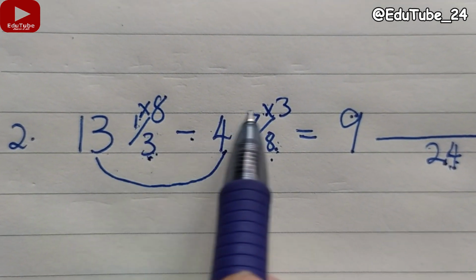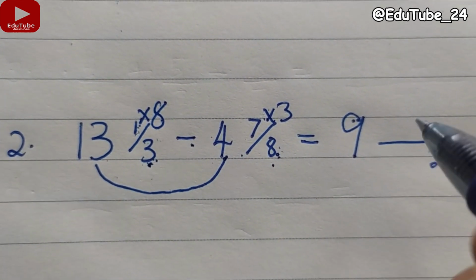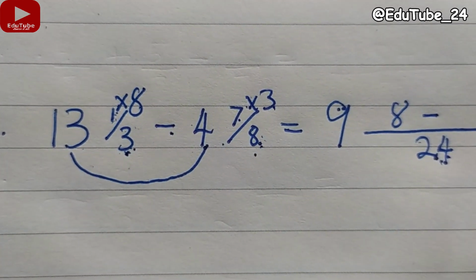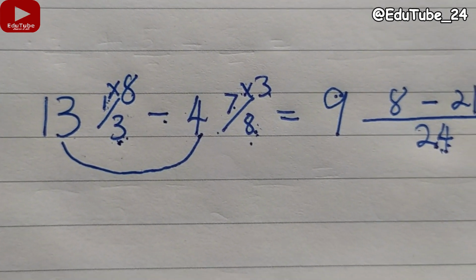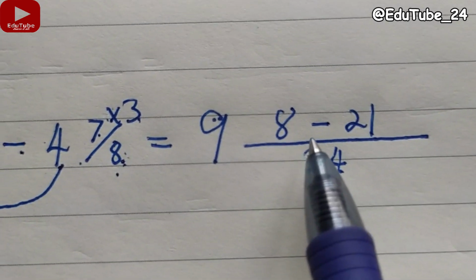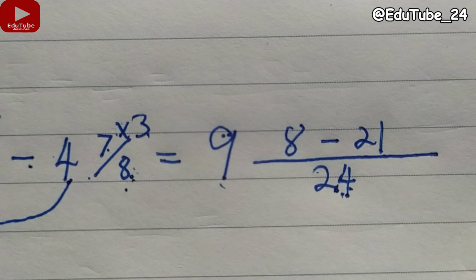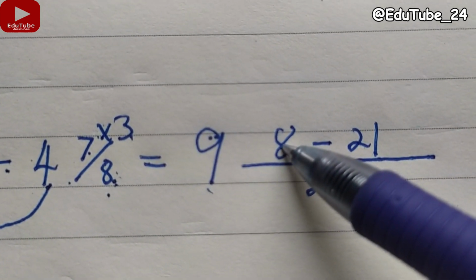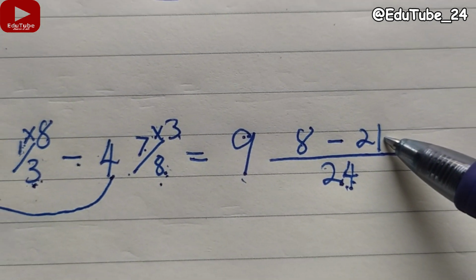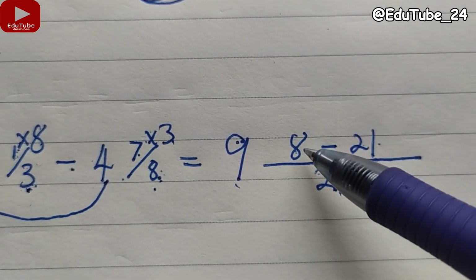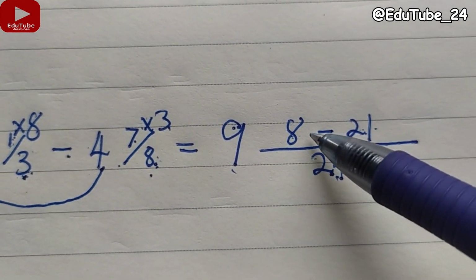Now let's work on this laid out working. So 1 times 8, that will give me 8, minus 7 times 3, that will give me 21, minus 21. Now we have a new set of numerators, common denominator, and a whole number. So now you will see that this is 8 minus 21, which is impossible. We cannot take away something bigger from something smaller. 8 cannot take away 21 because 21 is bigger than 8.